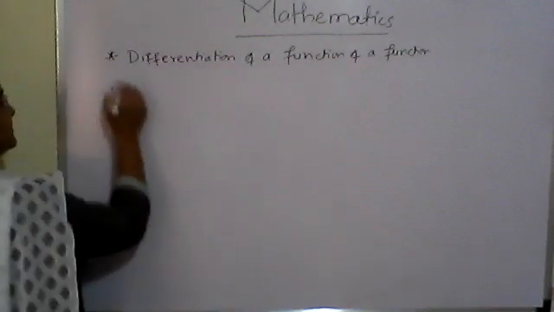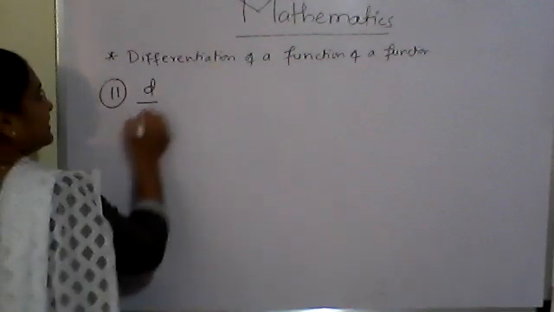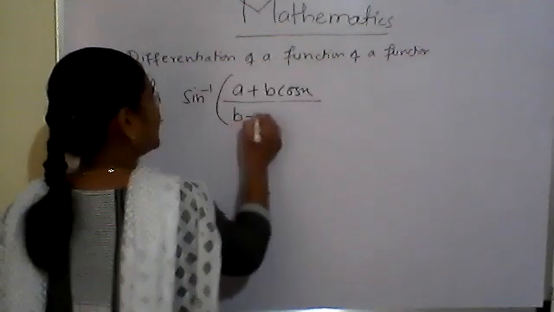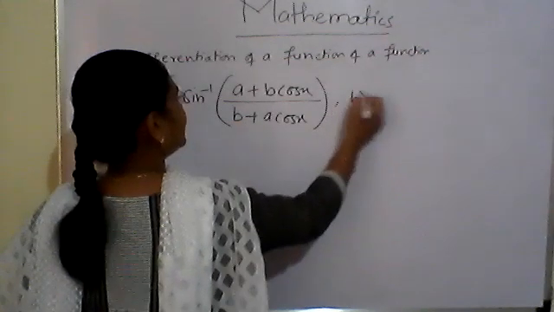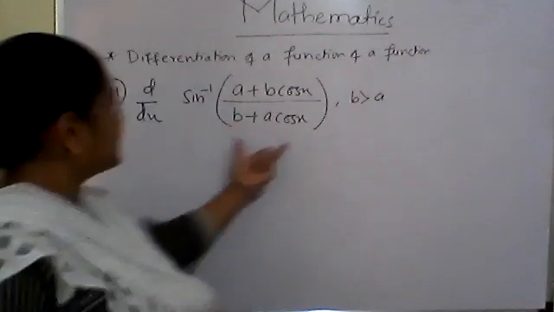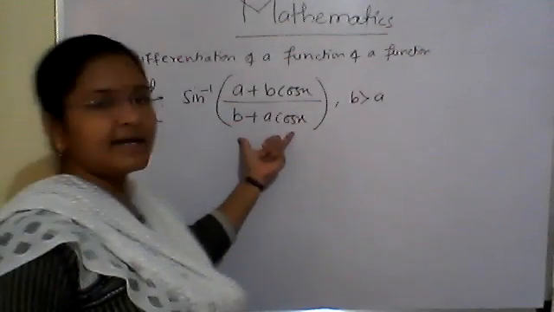Example. Derivative of sine inverse of (a plus b cos x) upon (b plus a cos x), where b is greater than a. Now student, here inverse function is also there, and in the bracket again the function in the rational form is given, so quotient rule also we have to use here for finding the derivative of this bracket.